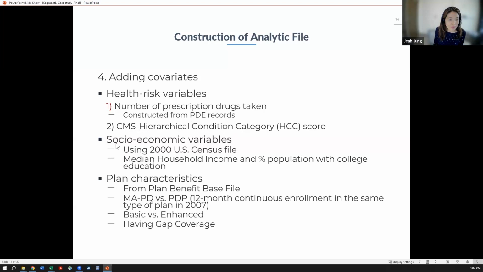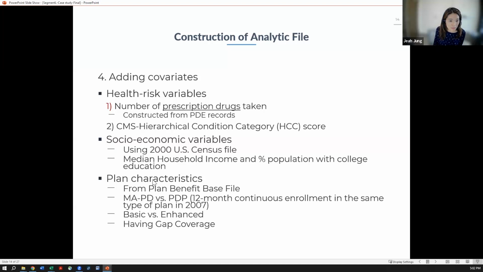And then socioeconomic variables, we obtained from census records, probably at the zip level or county level. I don't remember exactly, but these days we can use the American Community Survey, the ACS file. They have all the zip level information on the socioeconomic status.